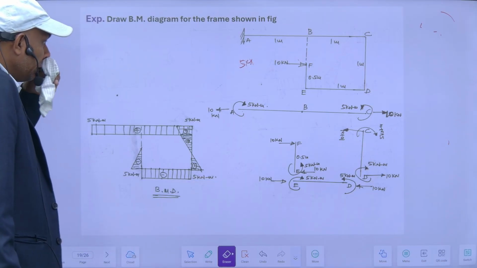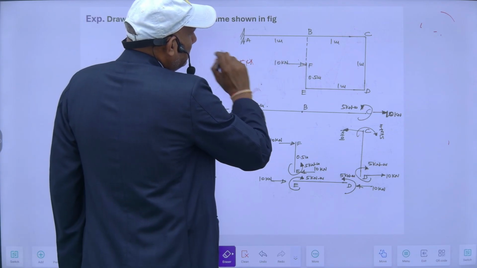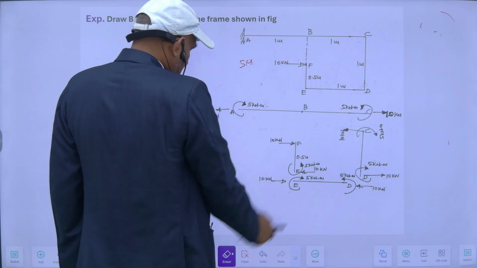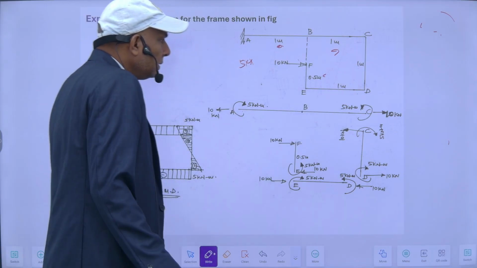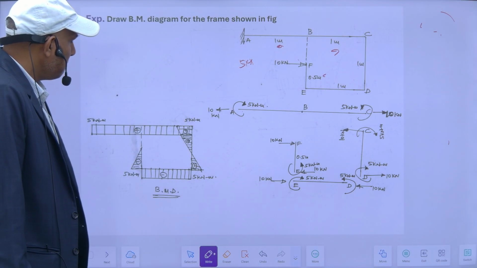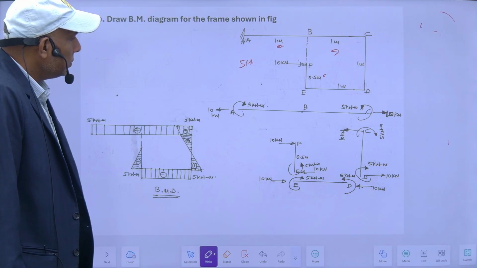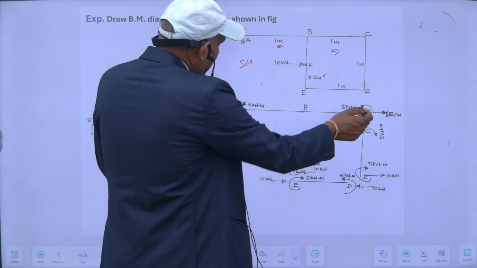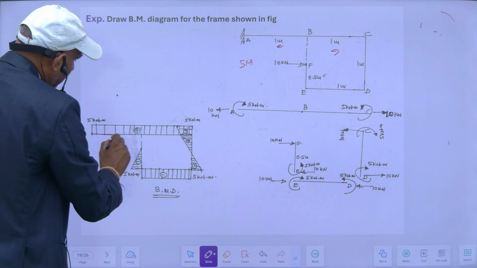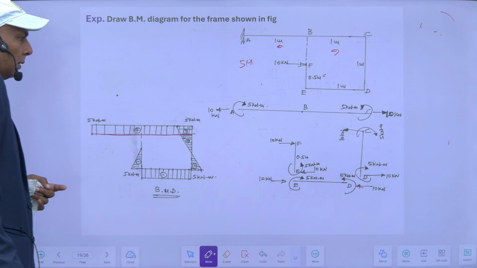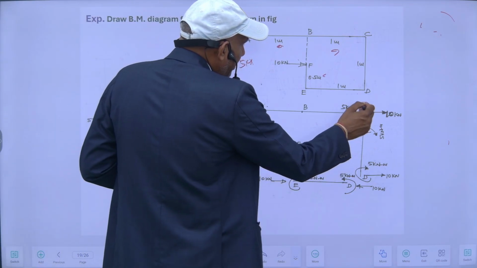So here I am sitting inside, this one, this one, this one, and this one. So for this portion, for AC portion, this is the AC. So this is my AC baseline, and this is 5 kilonewton meter. This is also 5 kilonewton.